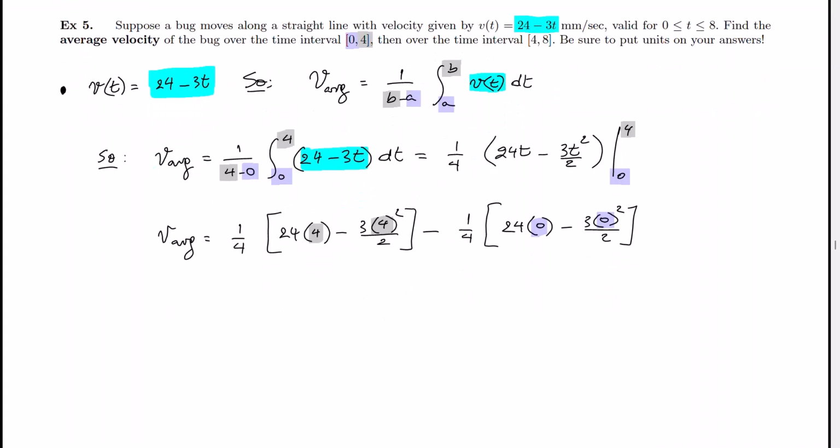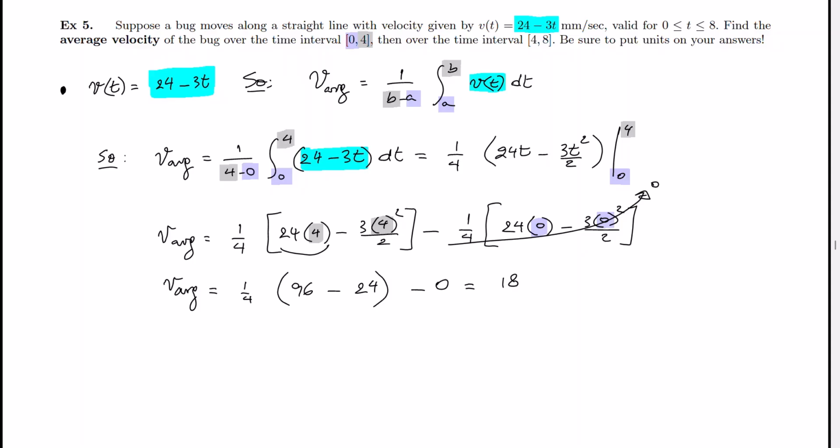And again, you can decide to do this by hand or using your calculator. It's up to you. But 24 times 4 is going to be 96. So we have 1/4 times 96 minus 4 squared is 16. 16 divided by 2 is going to be 8. Then 8 times 3 is going to be a total of 24. Minus all of this is just 0, because 24 times 0 is 0, and 3 times 0 squared over 2 is 0. So this whole thing here is just 0. So I need to subtract 0 from the 96 minus 24 thing. Anyway, this is going to be 18.